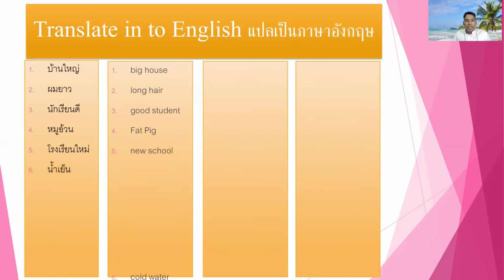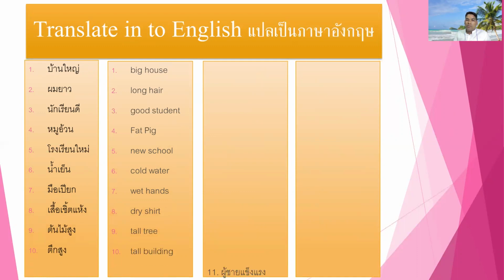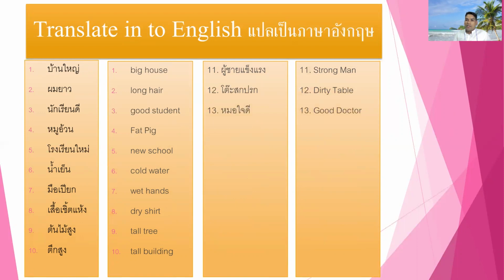New school. Next, cold water. Number 7 is wet hands. Number 8 is dry shirt. Number 9 is tall tree. Number 10 is tall building. Number 11 is strong man. Number 12 is dirty table. Number 13 is good doctor. Number 14 is pretty flowers.